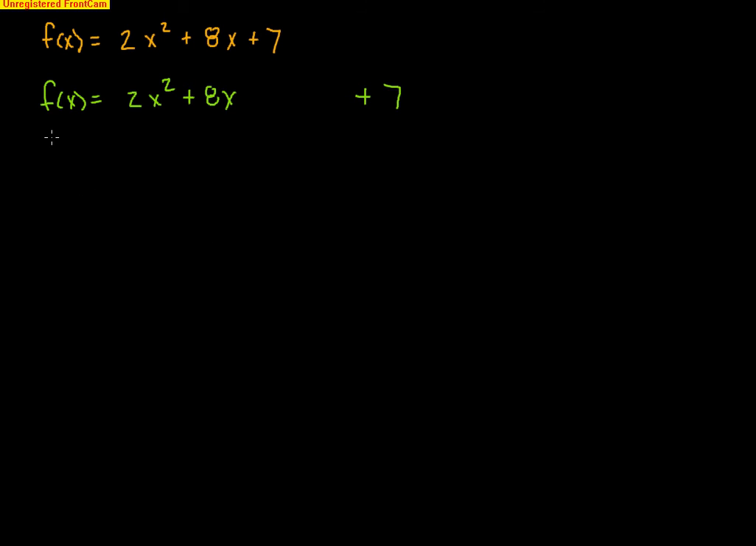I'm not moving it to the other side because I'm not solving. All right, now I'm going to factor out that 2, and that gives me x squared plus 4x. Leave some space here. Again, that plus 7's to the other side. Just moving it all the way over.